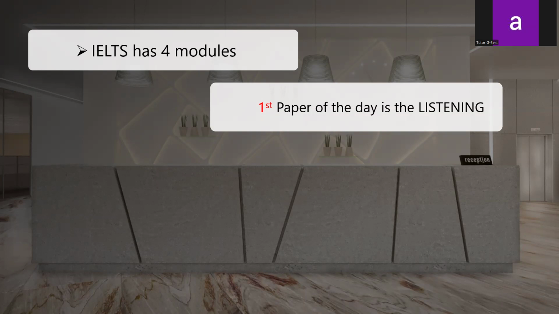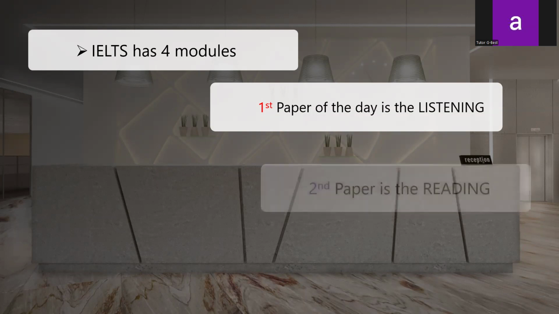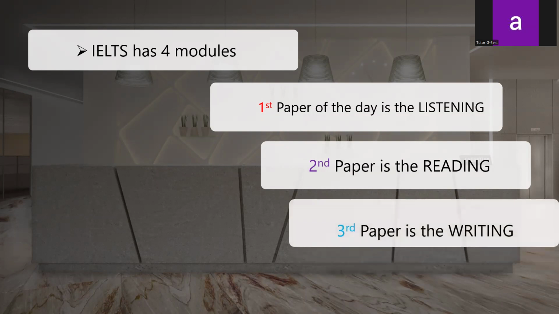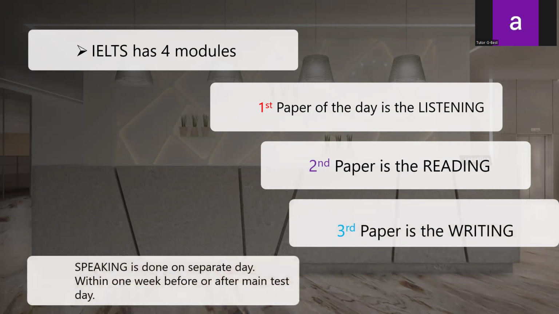Now, after the listening paper, the second paper for the day is the reading. Then the third paper for the day is the writing. Then we have the speaking module. This one is usually done on a separate day for those that are taking the paper-based test. If you book for the paper test, your speaking will usually be on a separate day. It can be on the same day, but usually it's on a separate day.